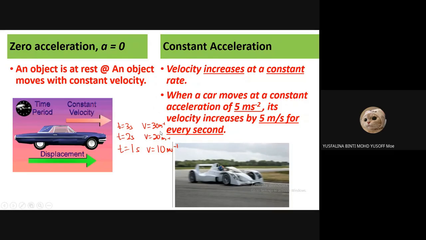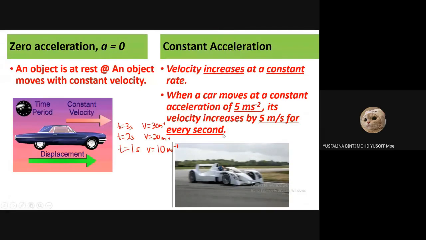Another 1 second increase, another 10 ms^-1. So you can see it increases at a constant rate, so we call it constant acceleration. For example, when a car moves at a constant acceleration of 5 ms^-2, its velocity increases 5 meters per second for every second.